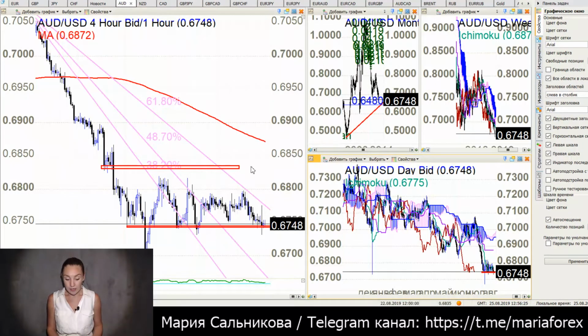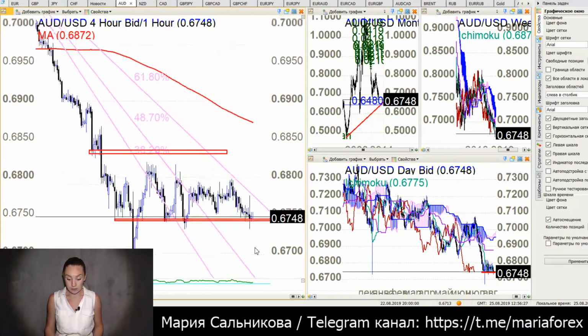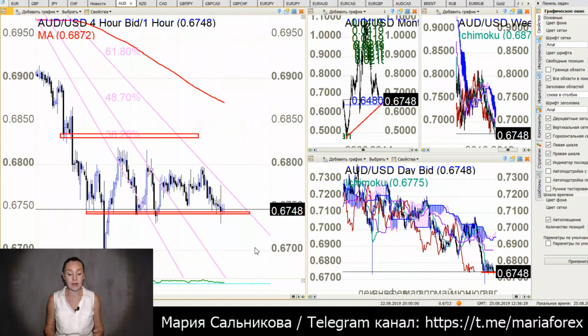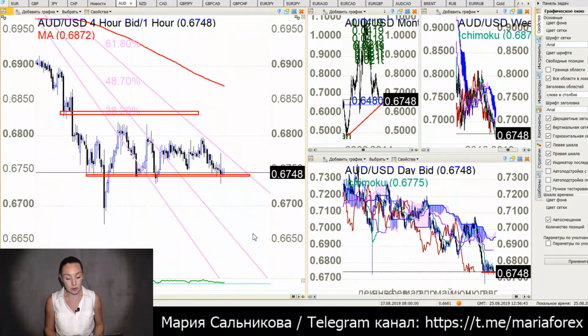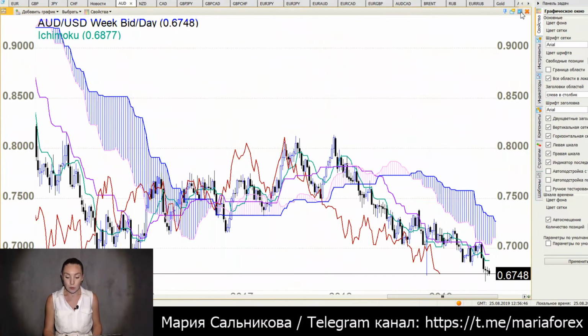Australian dollar, what I think is good to be sold, and it's good to sell it under the price 0.6740. When price goes under this level of support, we should sell with the target 0.67, and maybe next target for selling it will be 0.6650. I want to show you the weekly chart.